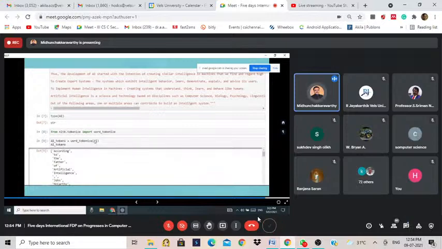Word tokenize is a method. I put the variable in here, AI, and I display AI tokens. Just like that, it has been tokenized. So the complete paragraph has been tokenized in here. So let me take you to the real example.